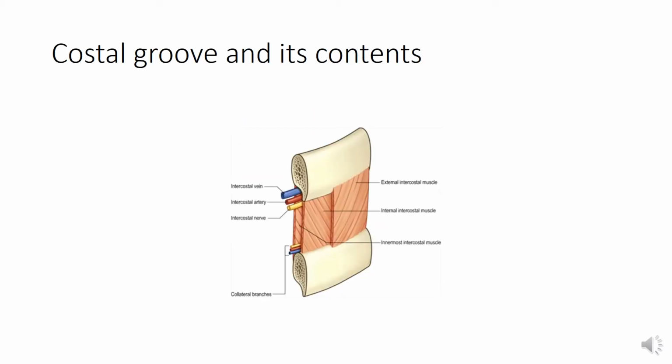The surface of the rib is deeply grooved, providing a channel along which the intercostal nerves and vessels run. So you can see here, this is the inferior surface of the rib and this is grooved. So here lie the intercostal vessels and nerves.